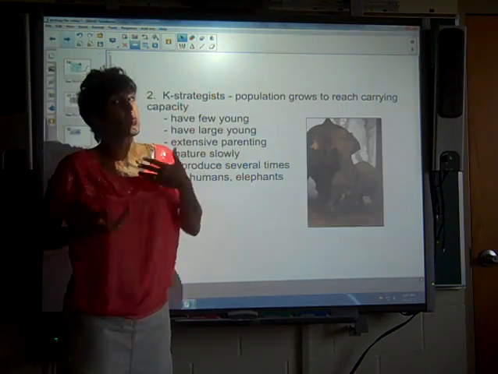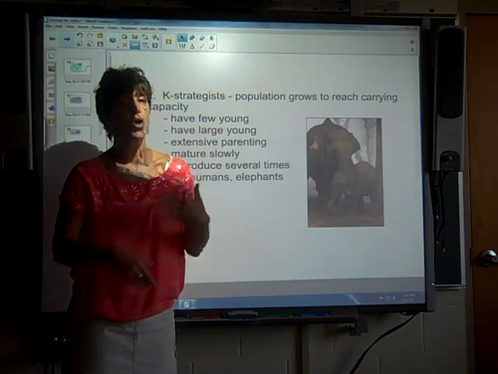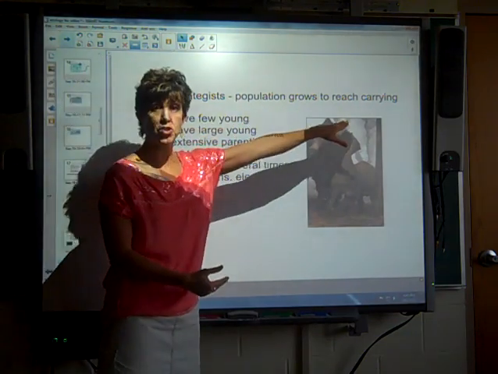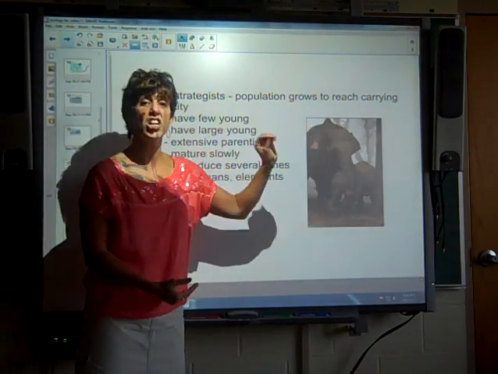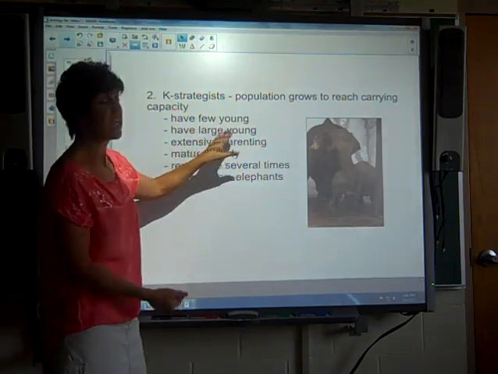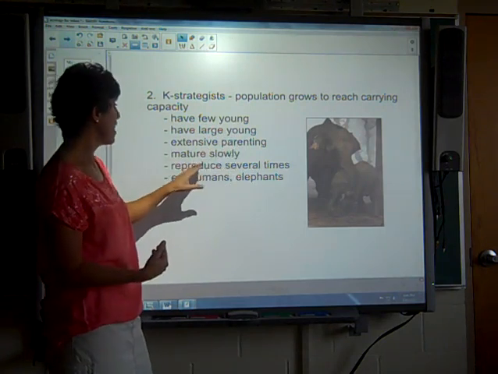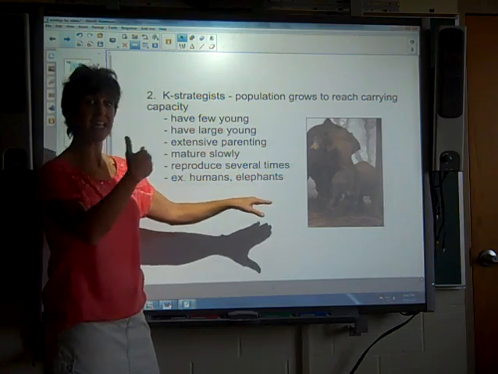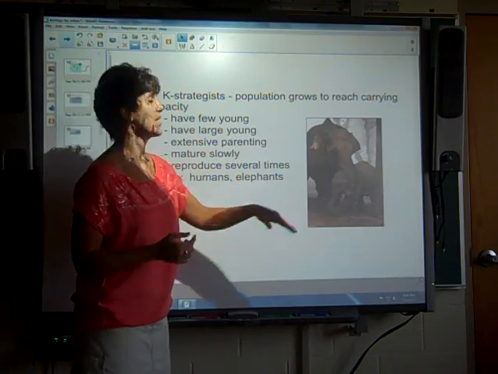The second type is more like us. We're K strategists. We take a long time to grow and a long time to reproduce. So the population grows to reach the carrying capacity. We undergo that sigmoid curve, logistic growth. Have few young. Very large young comparatively, extensive parenting, mature slowly, reproduce several times, might take a long time to get to our reproductive age, and examples are humans and elephants.